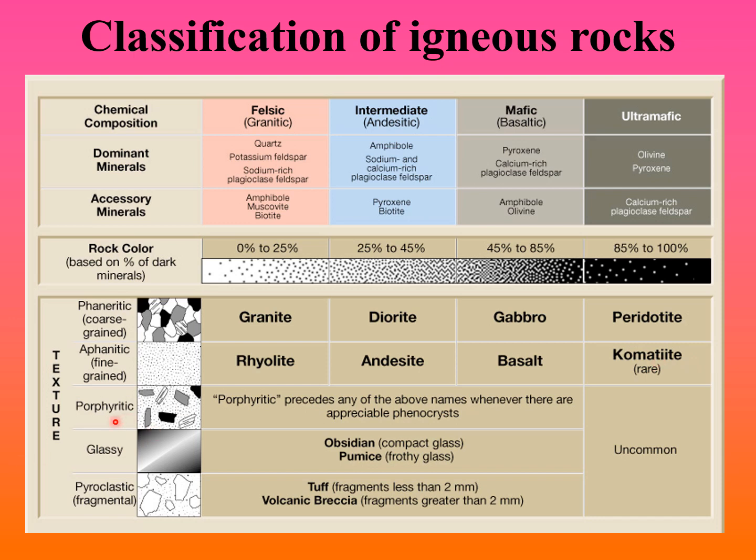Then we have porphyritic, and that precedes any of the above named rocks whenever there are appreciable phenocrysts, so differences in crystal size, drastic differences. So coarse-grained and fine-grained in the same rock. We call those porphyritic. Then again, the glassy ones, like I talked about, when that's compacted glass, we call that obsidian. And then when it's frothy glass, we call that pumice.